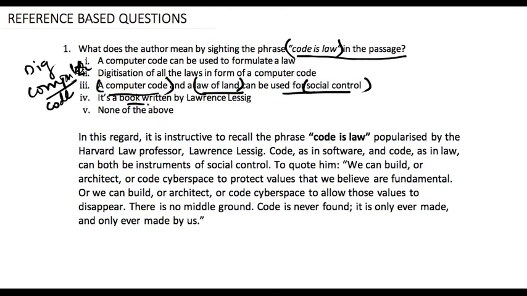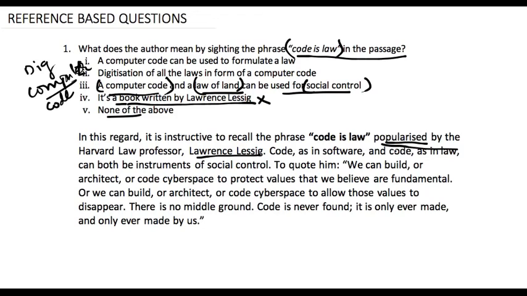It is a book written by Lawrence Lessig. It's a fact, so we have to refer to the specific sentence and check. And the fifth is none of the above. Let's go through the specific sentence. In this regard, it is instructive to recall the phrase code is law, popularized by Harvard professor Lawrence Lessig. So it's popularized by Lawrence Lessig, but it is not mentioned here whether it's a book written by Lawrence Lessig or not. So we delete this answer choice.